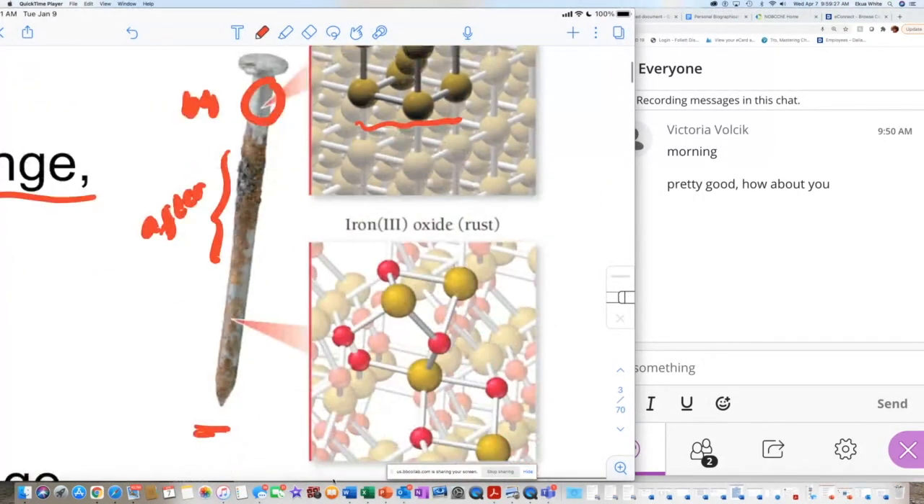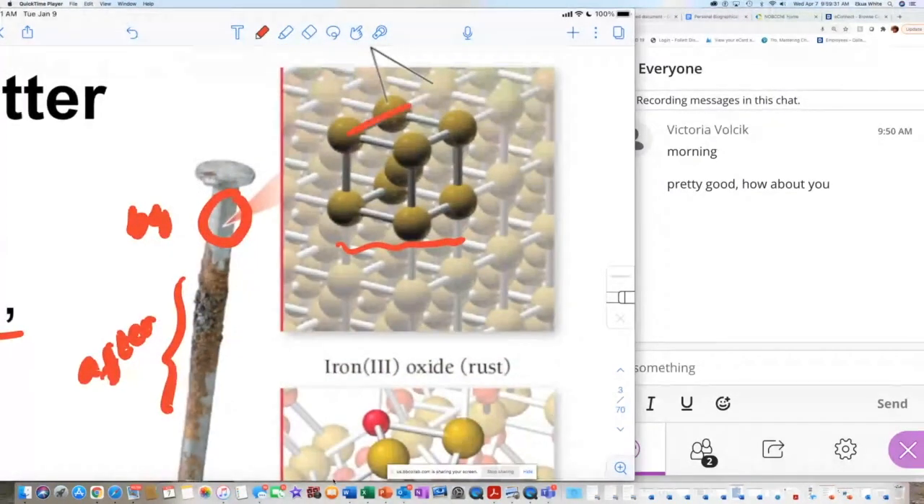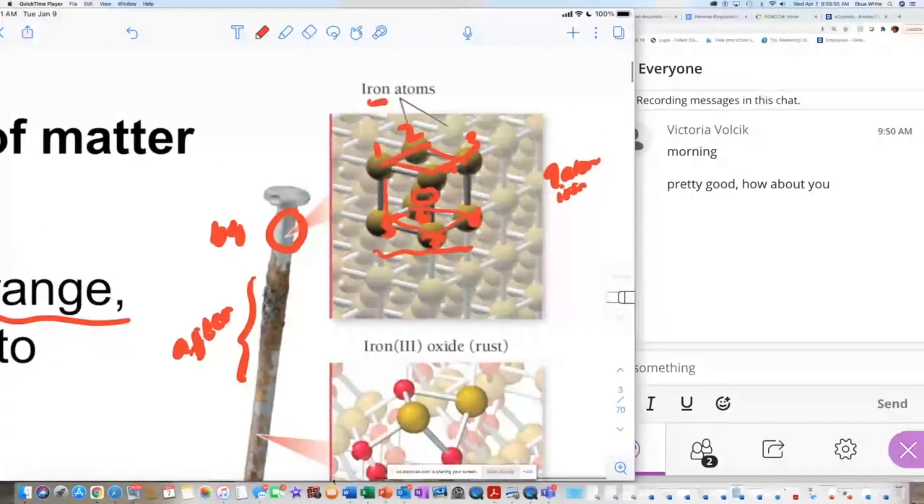So here is the iron atoms by themselves. And then once oxygen gets incorporated, you see the bonding is different, right? Over here in the beginning, it looks like eight iron atoms bonded together with one in the middle, right? 1, 2, 3, 4, 5, 6, 7, 8 with one in the middle. So you got 9 atoms of iron combined together when it's just iron element by itself, the iron atoms.